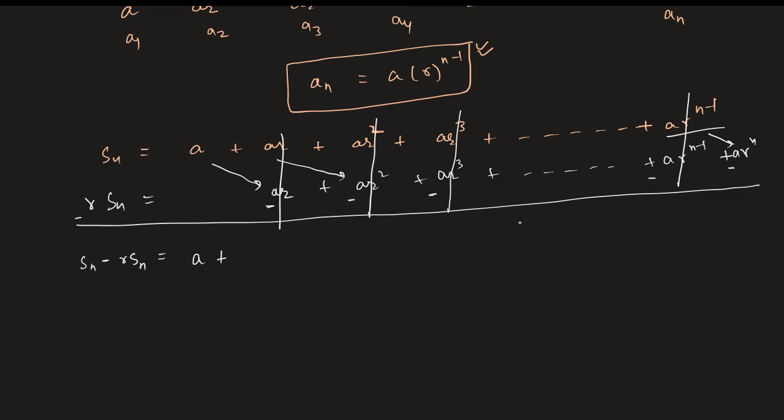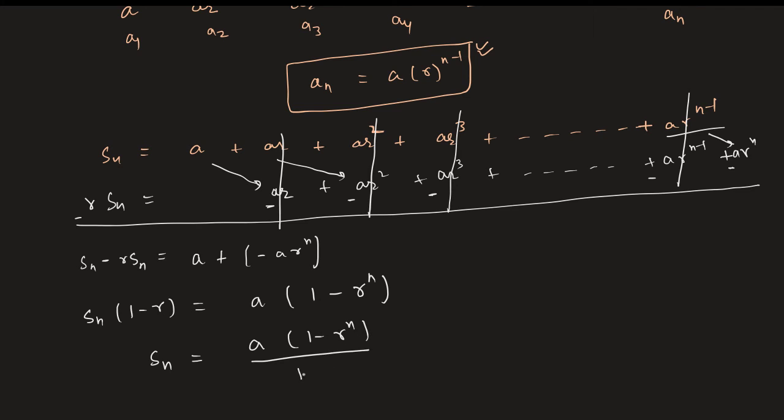We are left with negative ar to the power n. Now if I take Sn as common, this would be 1 minus r. If I take a common, this would be 1 minus r to the power n. Now we need to find the sum of n terms. Sum of n terms is a times 1 minus r to the power n divided by 1 minus r. So this is the formula for the sum of n terms of a geometric series or geometric progression.